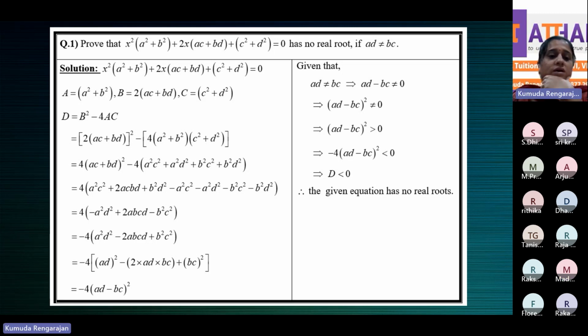Taken, ma'am. Yeah. Remember, this is how you get the values of A, B, and C. Without the x squared, this one is A. Without the x, this is B. And this is C.